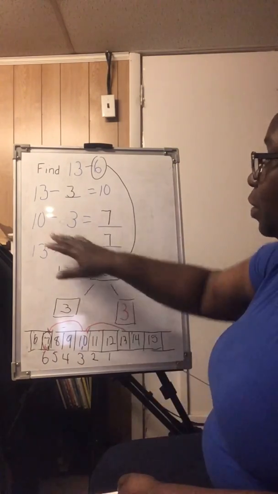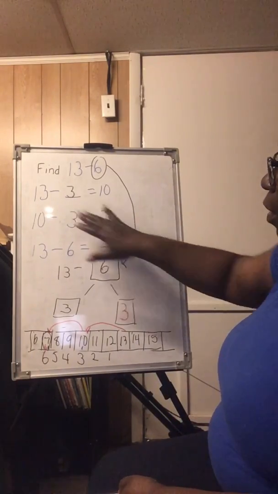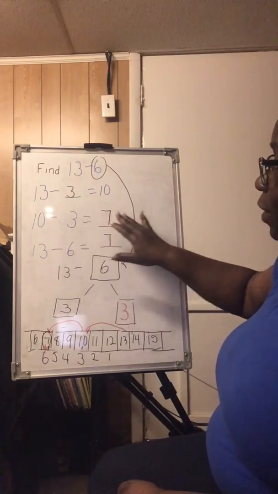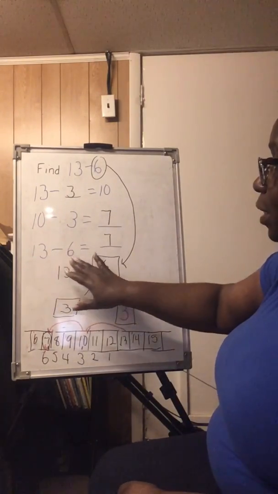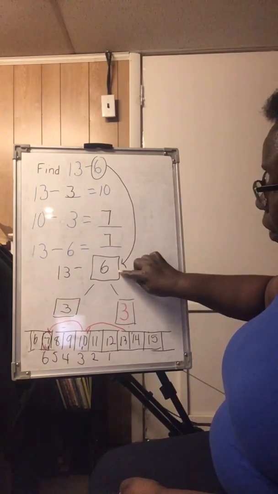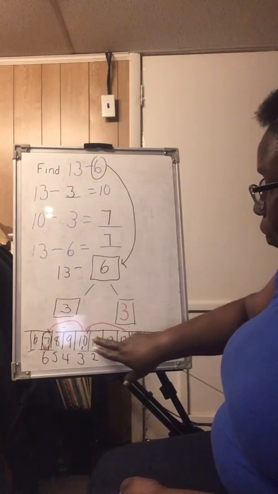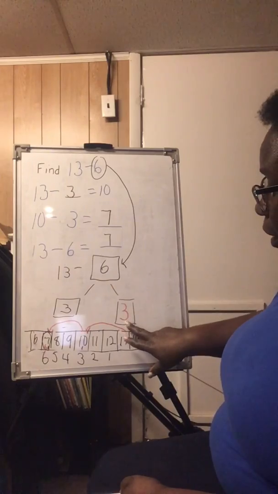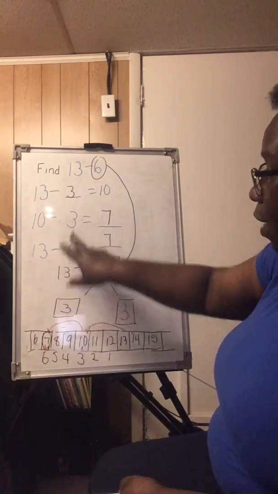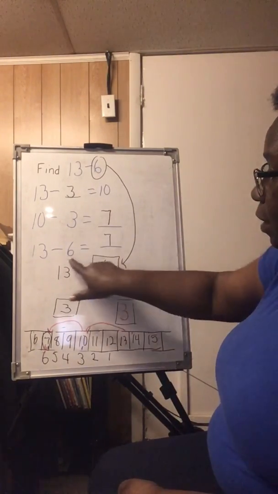Okay? So when you get this answer, most times this answer is the same as this answer. 13 minus 3 gave us 10. 10 minus 3 gave us 7. 13 minus 6 gave us 7. So the 6 was brought from here to here. The answer we got here was the same answer we got when we moved back 3, which was 3. And then we moved over 3 more spaces, gave us our other 3. So 3 plus 3 gave us our 6.